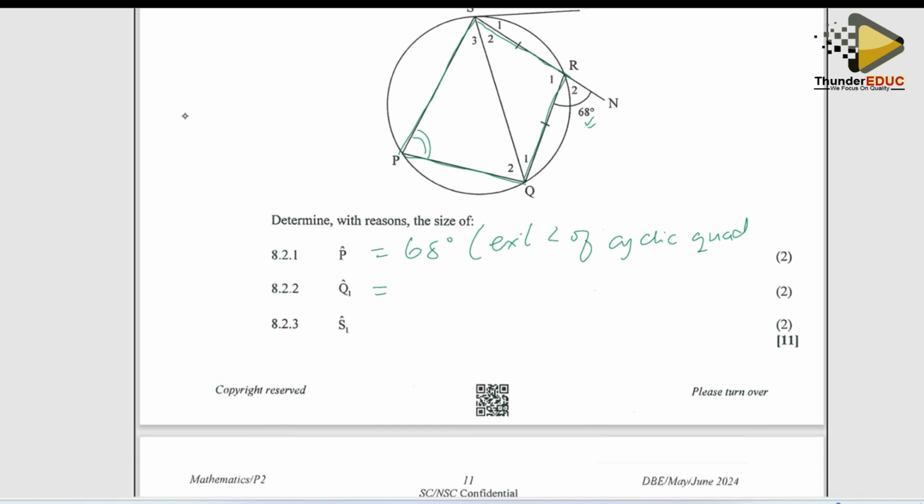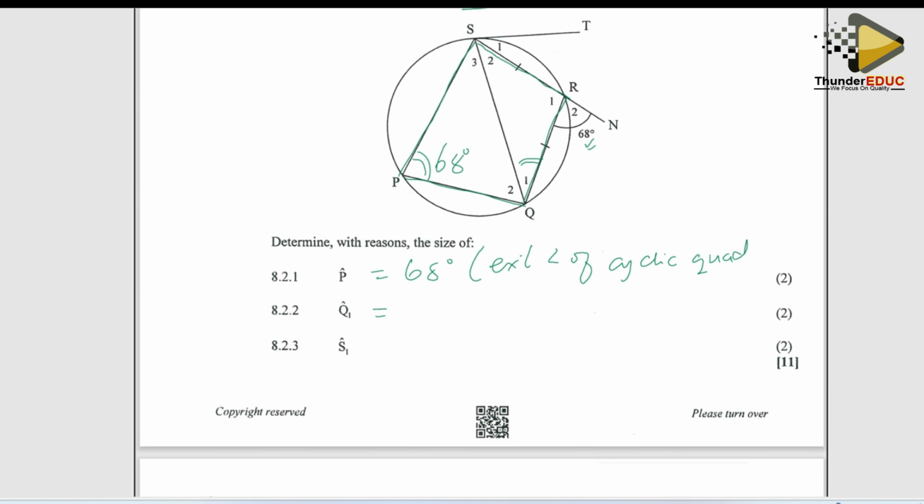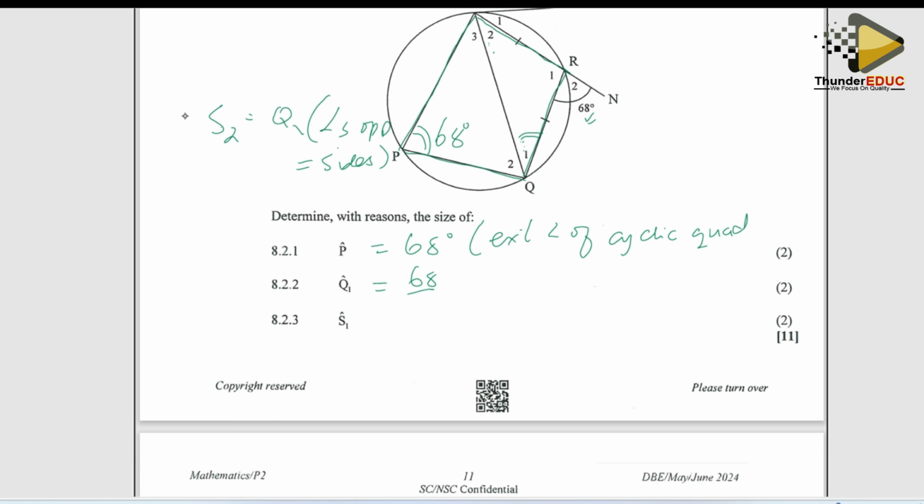Then Q1, they want us to get Q1. So if this is a 68, where is Q1? What I can notice is this S2 is the same as Q1, because those are angles opposite equal sides. And then we can see that these two are interior and 68 will be exterior. So it's going to be 68 divided by 2, which is 34. We can give these ones as exterior angle of a triangle, but start by telling us that the two angles are the same because of angles opposite equal sides.